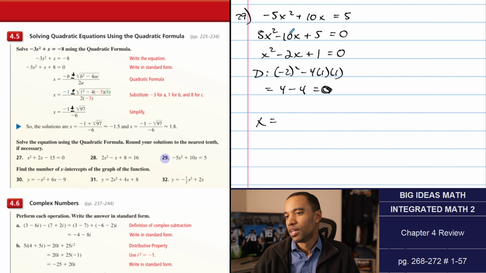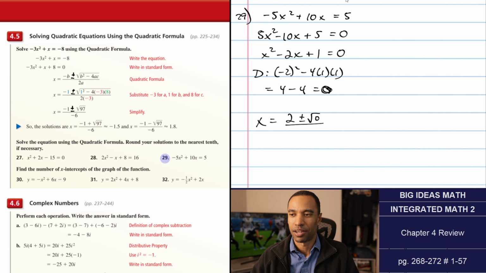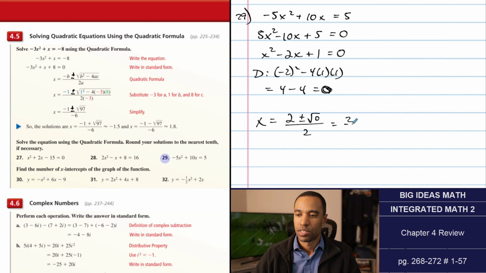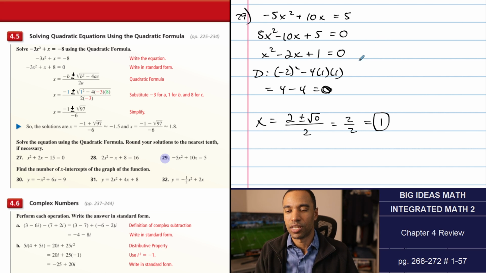x equals negative b. This opposite of negative 2 is 2, plus or minus root 0, right? I don't even really need to write that. Over 2 times 1. So 2. That's 2 over 2, which is 1. Just one answer, as this would have factored to x minus 1 quantity squared. So x equals 1.